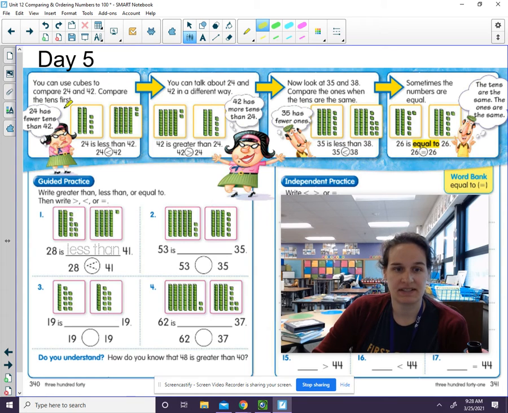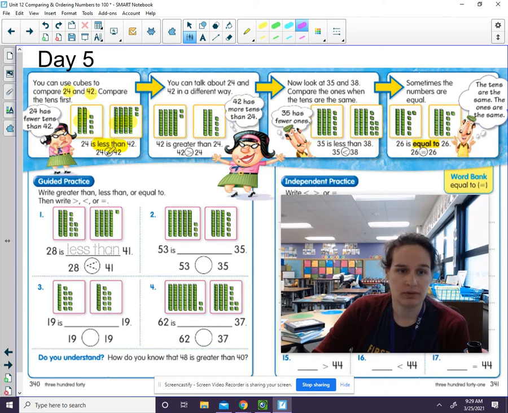If we take a look at this example up here, it says you can use cubes to compare 24 and 42. It wants us to compare the tens first. So I can see here that there are two tens. Here there are four tens. Well, that means this with only two tens, that's smaller. So 24 is, we'd say, less than 42.